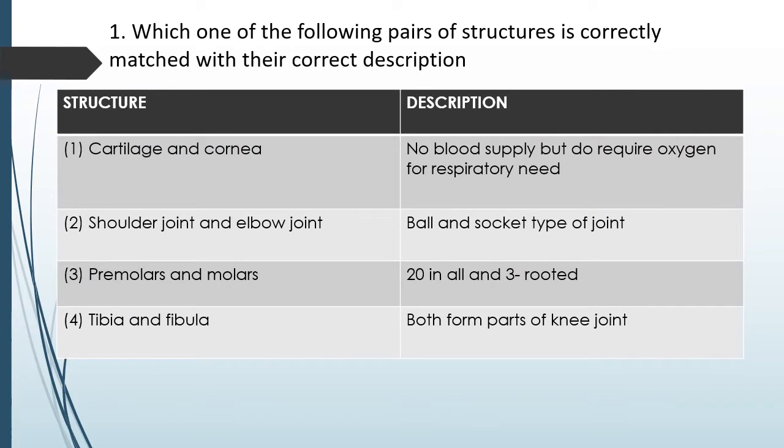Question number 5. Which one of the following pairs of structures is correctly matched with the correct description? Option 1: Cartilage, cornea, no blood supply but do require oxygen for respiratory need. Option 2: Shoulder joint and elbow, ball and socket type of joint. Option 3: Premolars and molars, 20 in all, 3 roots. Option 4: Tibia and fibula both form part of knee joint. You have to tell which of the following pairs of structures are correctly matched with their description. The correct answer is option 1. The cartilage and cornea have no blood supply but they do require oxygen for their respiratory needs.